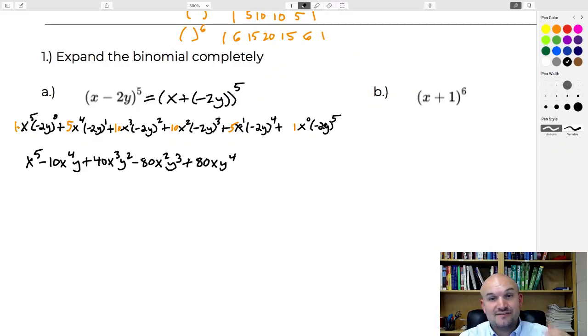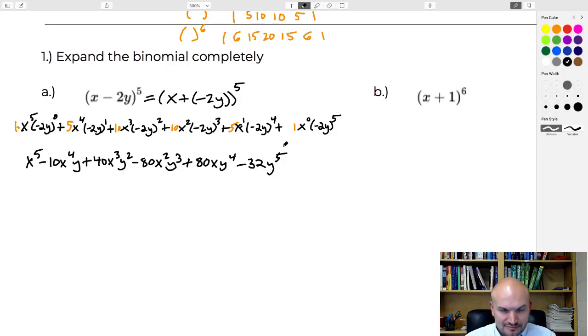And then over here we have negative 2y to the 5th. So negative 2 to the 5th power is going to be a negative 32. Y to the 5th power is y to the 5th. And then x to the 0 is 1. So therefore we'll have a negative 32 y to the 5th. And there we go, expanded. Much quicker and easier than actually multiplying this out.